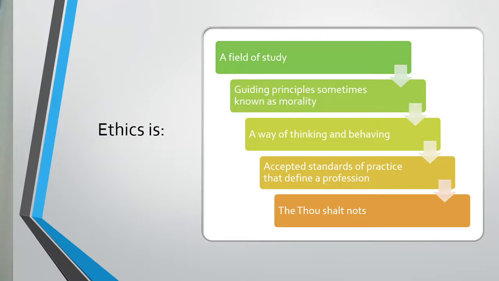Ethics is also accepted standards of practice that define a profession. Lawyers have rules for lawyers. This is how a lawyer behaves. This is what you can expect from a lawyer. This is what a teacher does. This is how a teacher behaves. This is what you can expect from a teacher. And the same holds true for addiction professionals, medical professionals, doctors, nurses, radiologists, preachers, cops, military men. All have accepted standards of practice that define a profession.